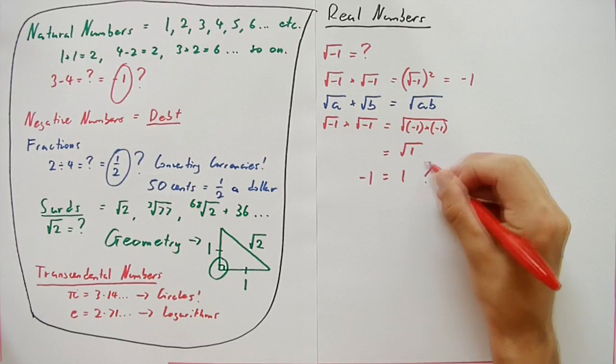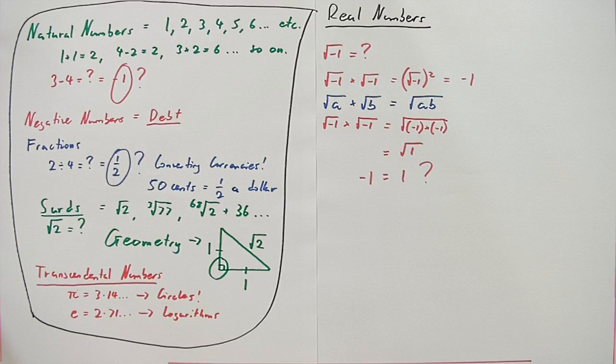But how can this be right? This is a very big problem. When this kind of thing happens in math, we call it a contradiction, and it actually means something has gone horribly wrong. So you might be tempted to say, that settles it, the square root of -1 doesn't exist.